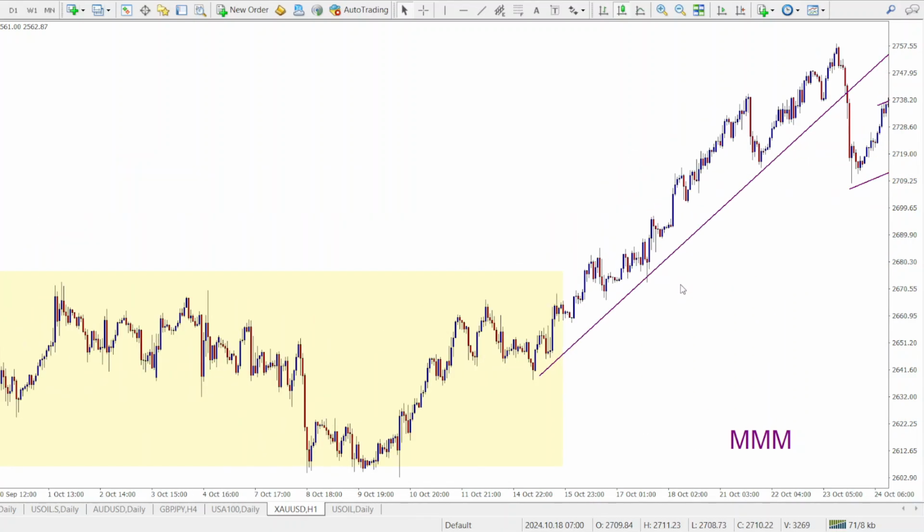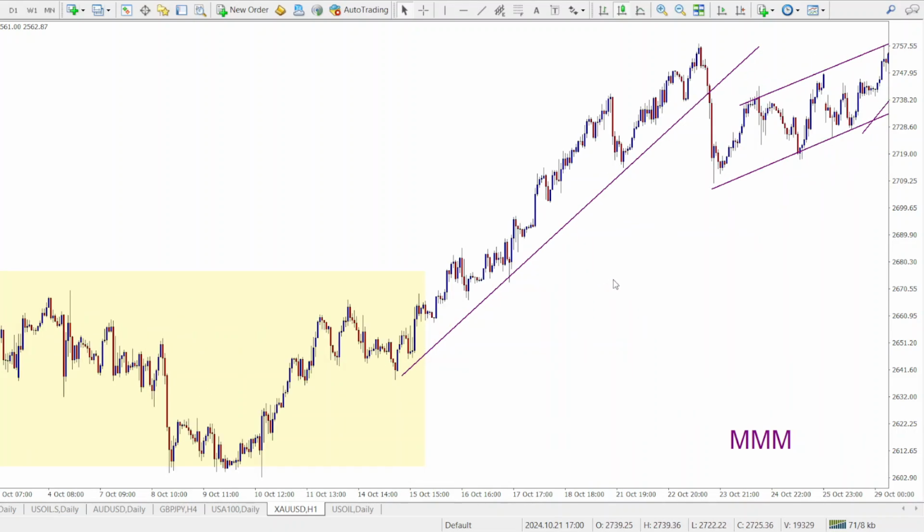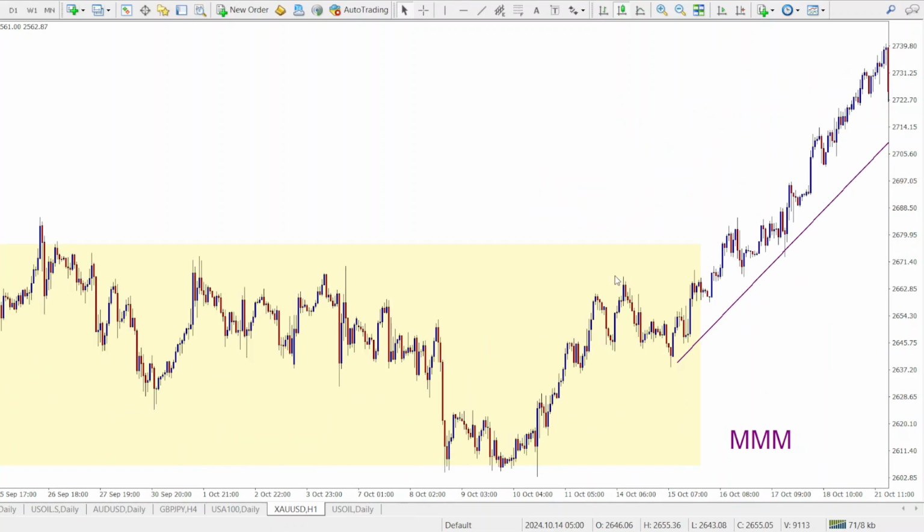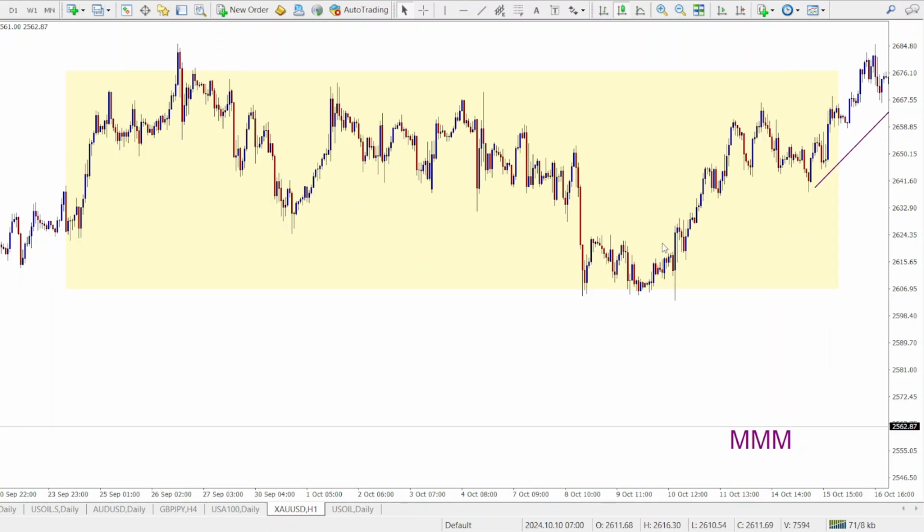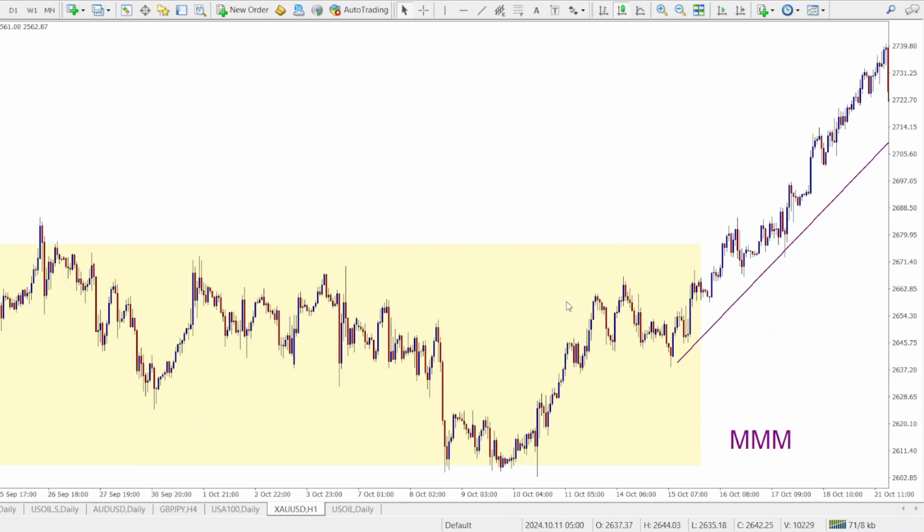Now, phase two is manipulation. Here's where things get interesting and dangerous. Market makers create fake breakouts or breakdowns, luring traders into bad positions. And this is where most retail traders get trapped. Recognizing these fake moves is crucial to staying ahead.